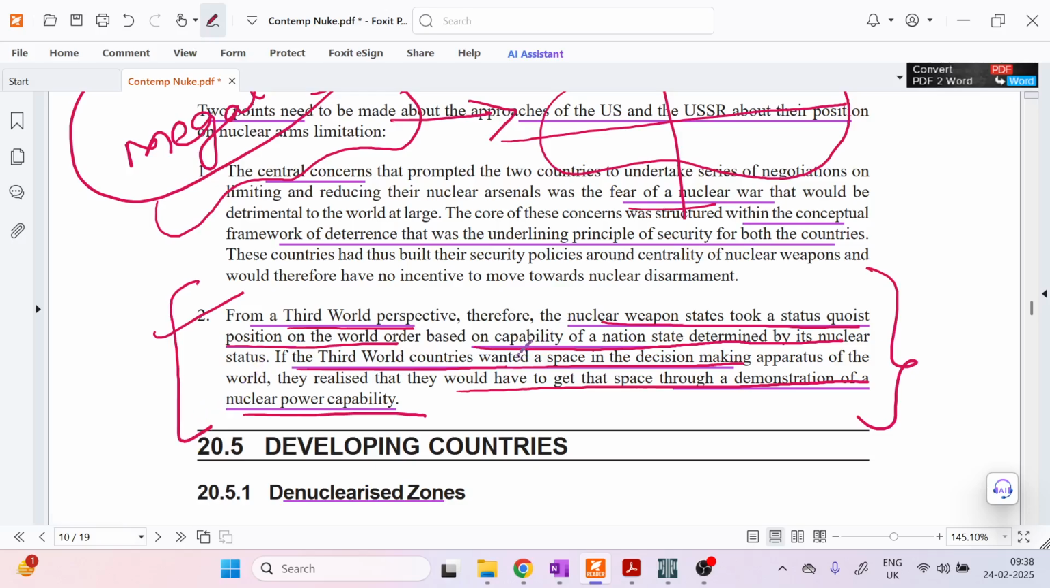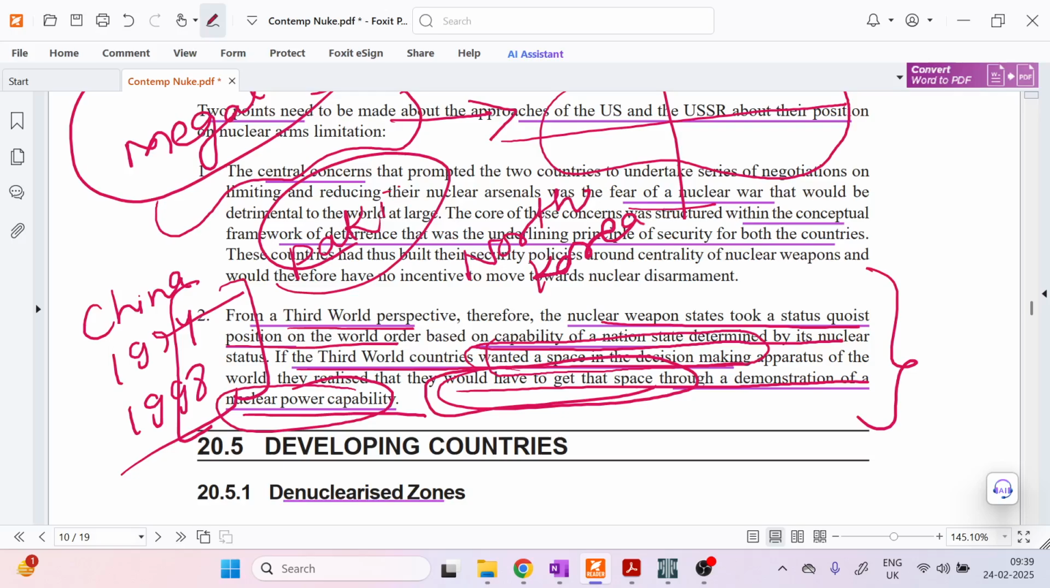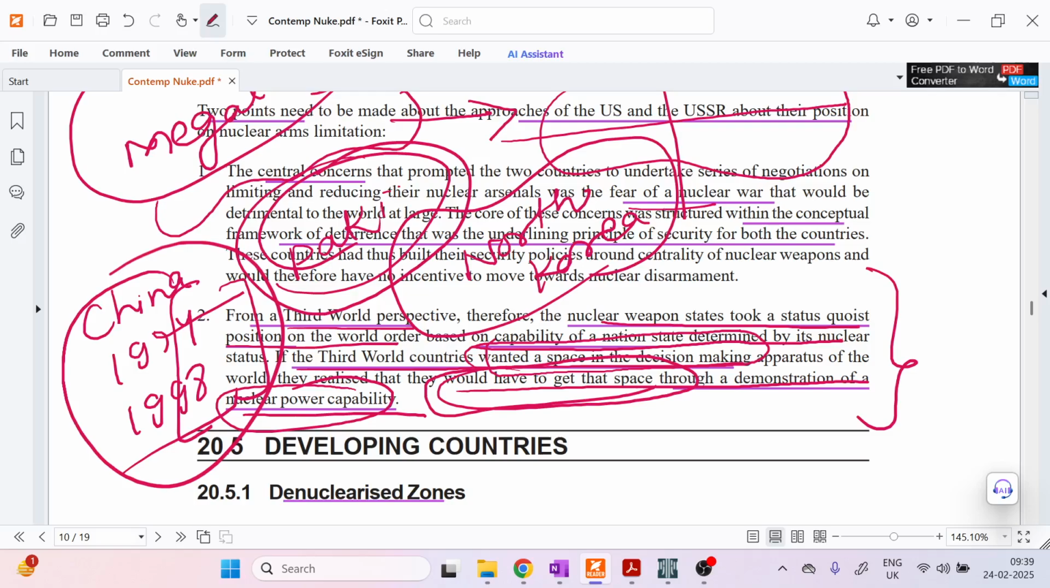So third world countries, especially countries of Asia, Africa, and Latin America, knew this reality: that if they want to have any space in decision making about arms reduction and nuclear non proliferation, they needed to grab that space. They needed to grab that decision making power first by demonstrating their own nuclear power capability. So China did it in 1964, followed by India in 1974 and 1998, which were also followed by Pakistan in both instances. North Korea is one such example. All these countries demonstrated their nuclear capability for the same reason, that it is the deterrence that will provide them a space at the high table.